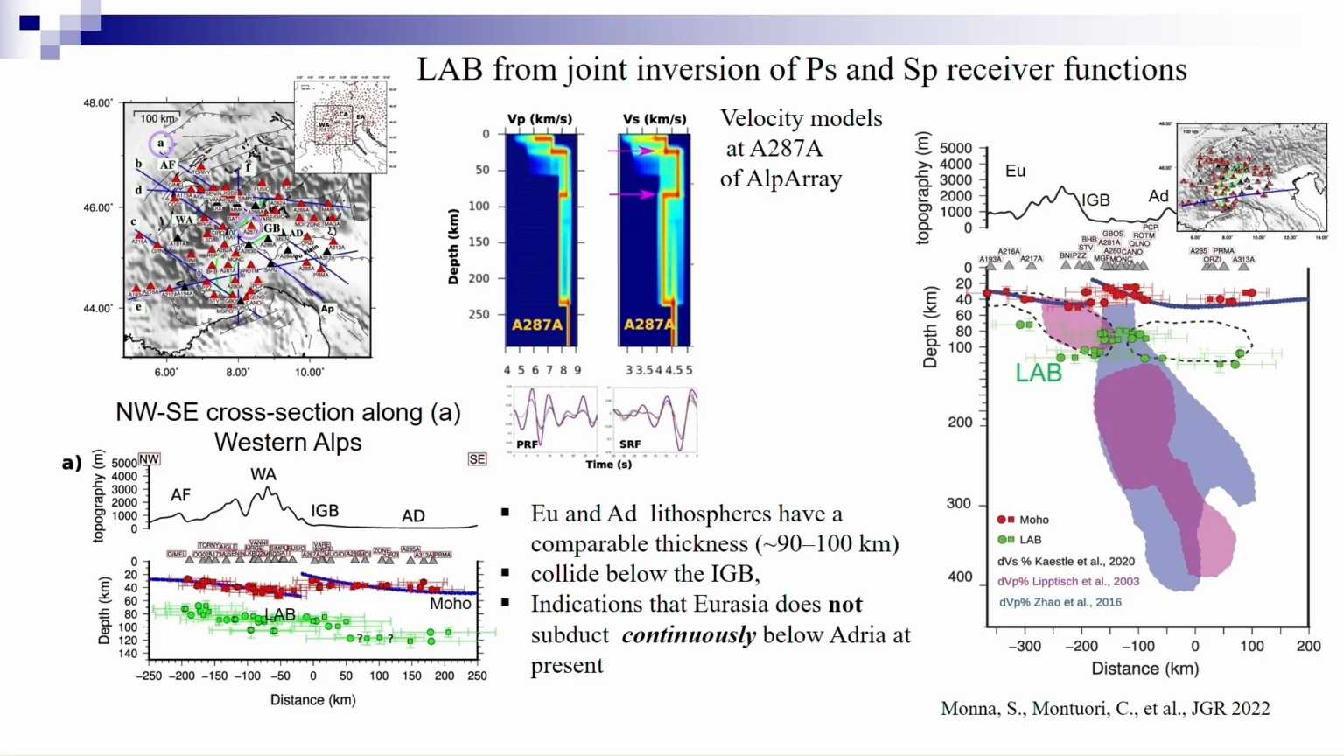The flat LAB discontinuity detected from SP receiver functions crosscuts the elongated high-velocity anomaly imaged in teleseismic tomography by Zhao et al. at about 90 km depth on the right, while it is consistent with the depth distribution of velocity anomalies in two other models imaging a slab detachment at shallow depth.